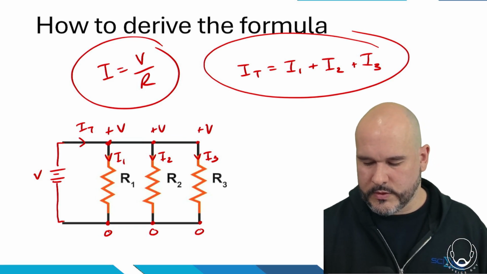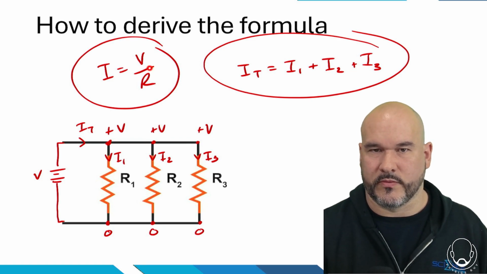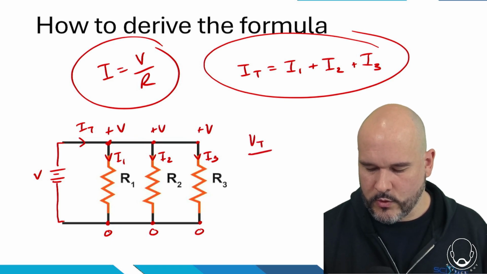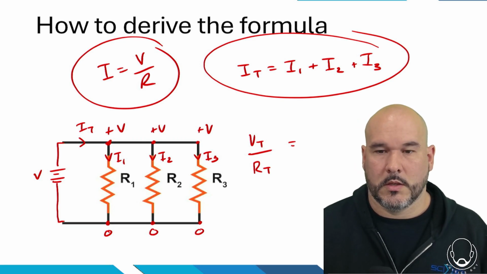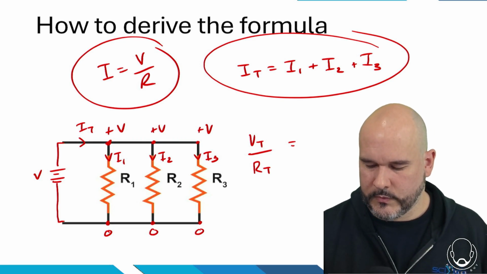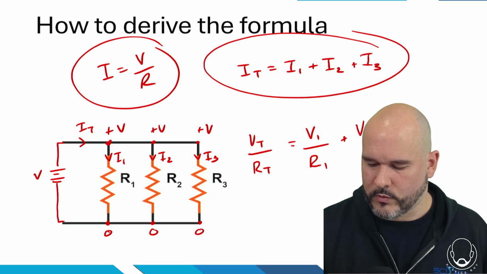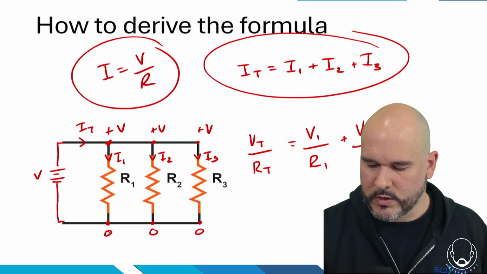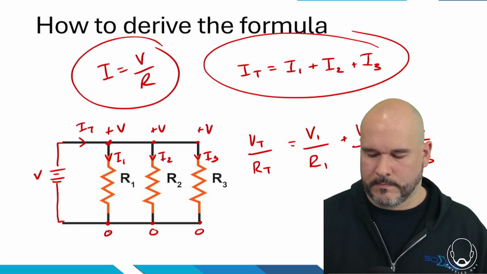The total current through the circuit. I'm just going to redefine the currents here in terms of voltage over resistance. The total current is simply the total voltage over the total resistance. The current through resistor 1 is just the voltage across resistor 1 divided by the resistance of resistor 1, and then we'll do the same thing for all the others. We're just rewriting the expressions for the current through the different branches.